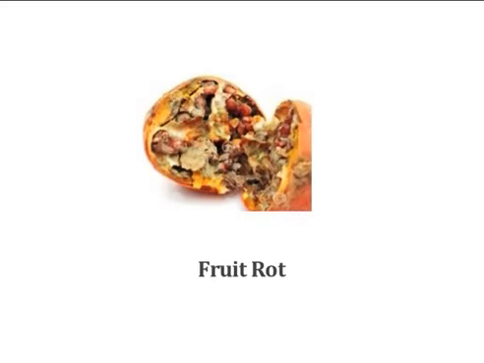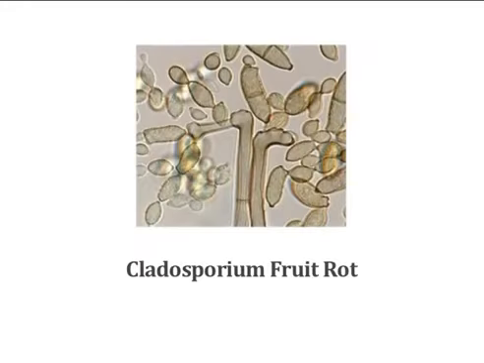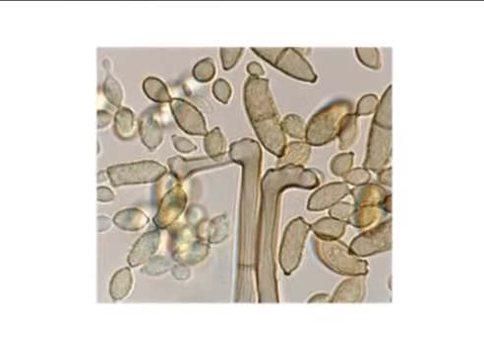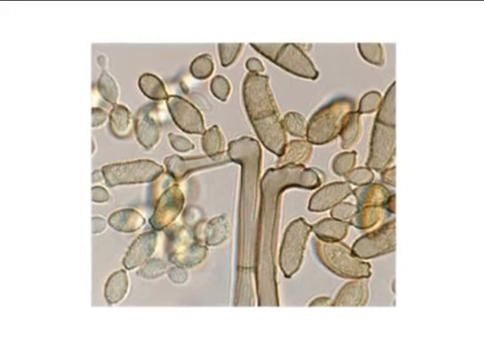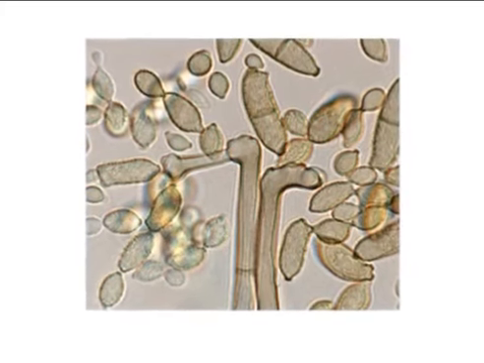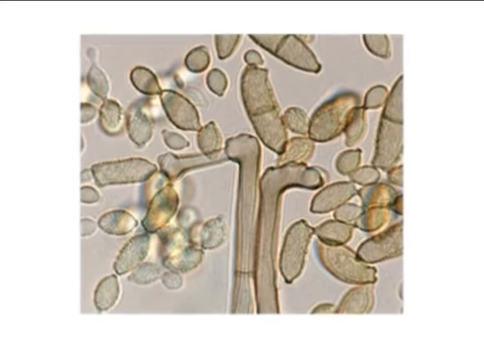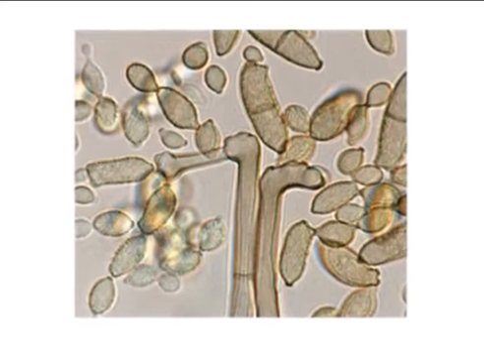Next important diseases are fruit rots. Here there are so many pathogens involved. Let us discuss one after another. First one is the Cladosporium fruit rot. Symptoms appear as orange-red to dull brown circular spots and become olive brown. In advanced stage, the entire fruit rots.